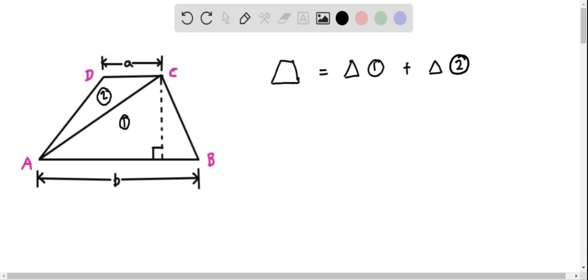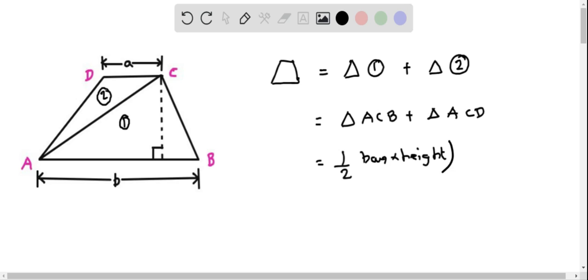So we can write down that the area of the trapezoid is equal to the area of triangle ACB plus the area of triangle ACD. We know that the area of a triangle is half times the base times height, and this is the same for all triangles. So let's substitute this formula, which is used to find the area of a triangle, into each triangle.